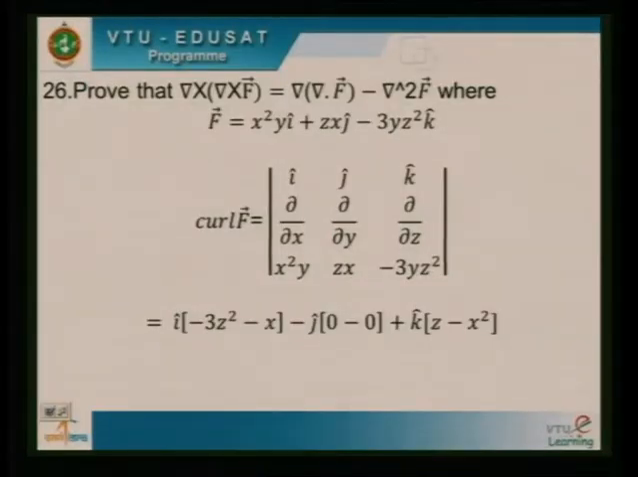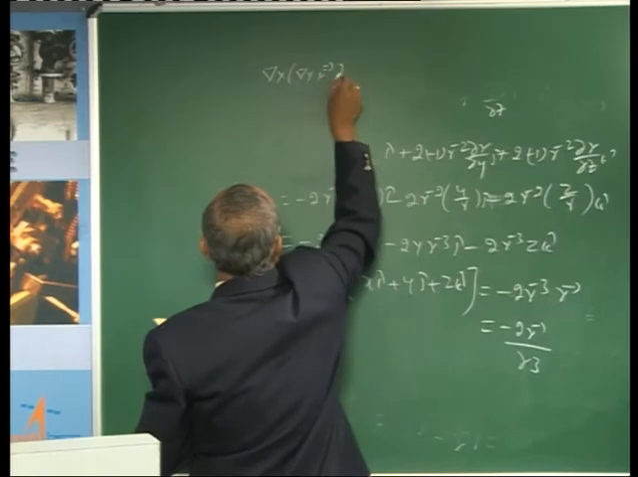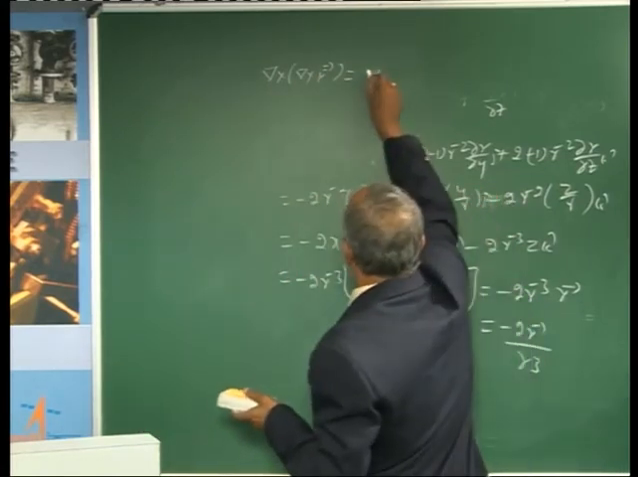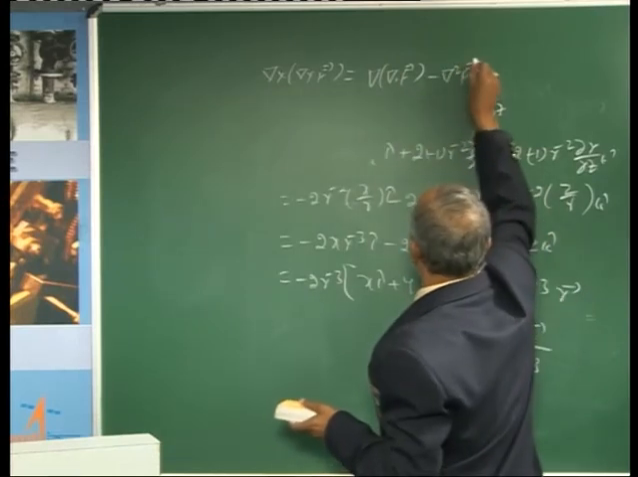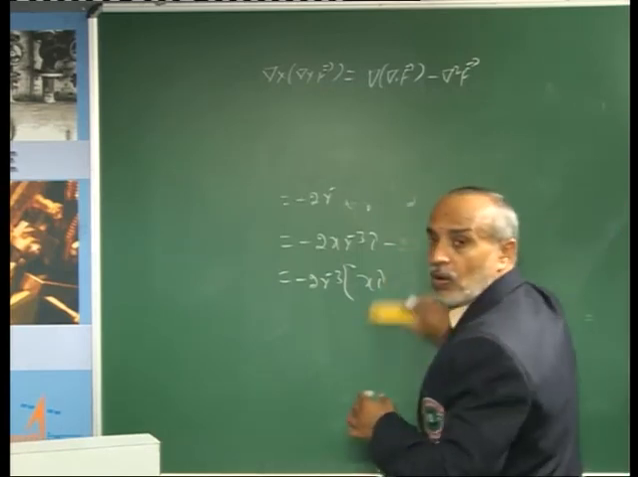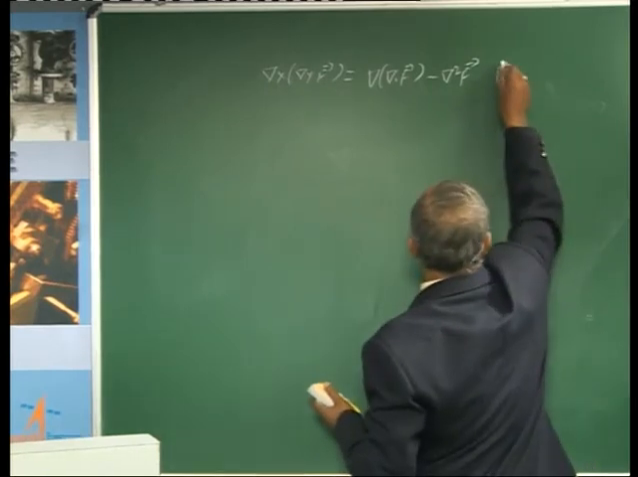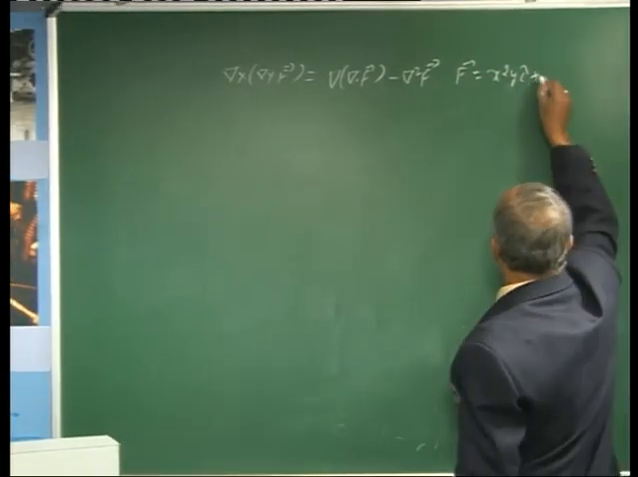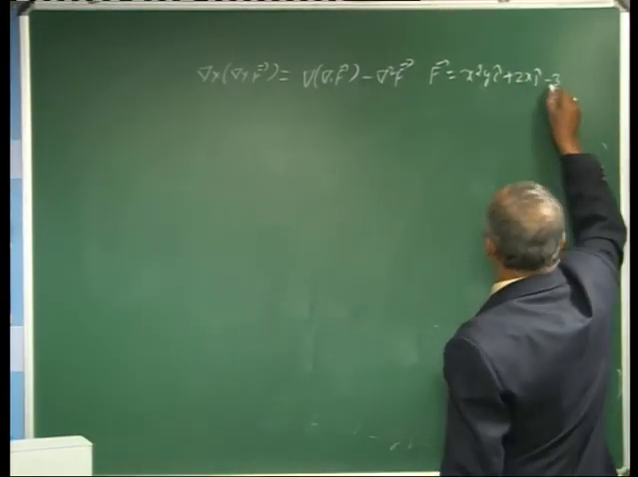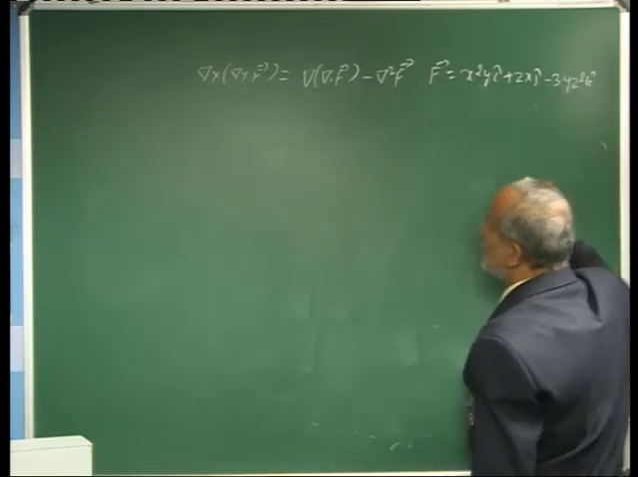Next, prove that del cross del cross f vector is equal to del into del dot f vector minus del squared f vector. See here, you are going to prove that curl of curl f vector equals gradient of divergent of f vector minus del squared f vector, where f vector is, what is given, f vector equals x squared y into i cap plus zx into j cap minus 3 yz square into k cap. This is the given problem.